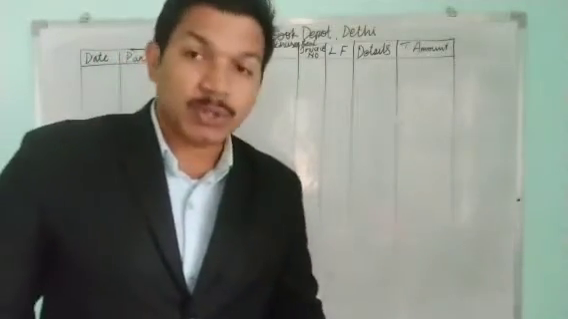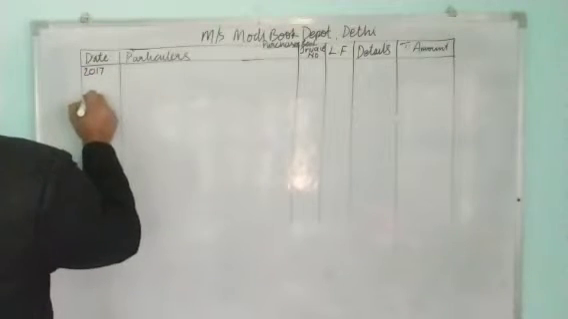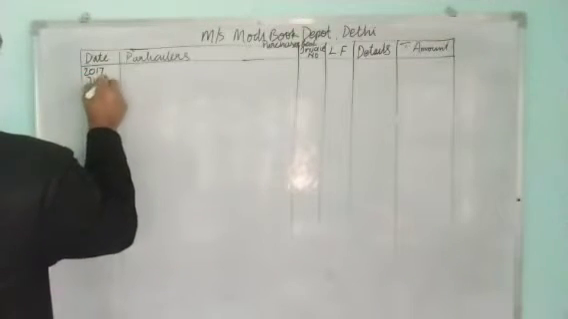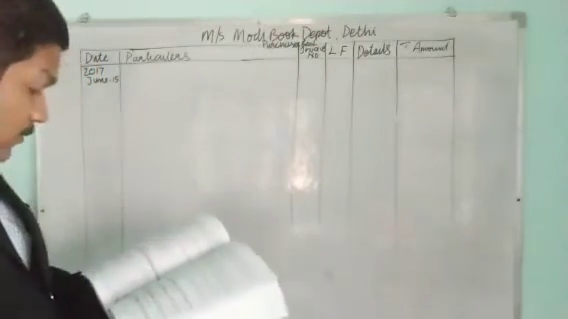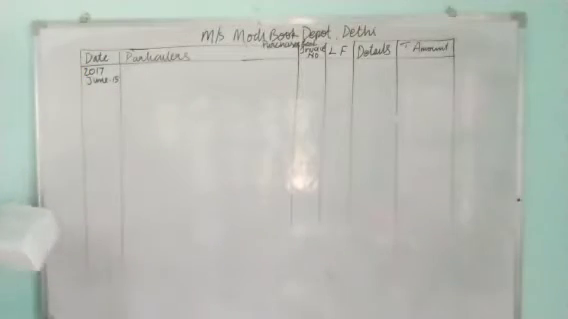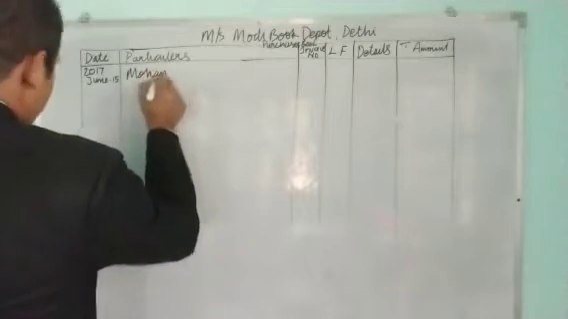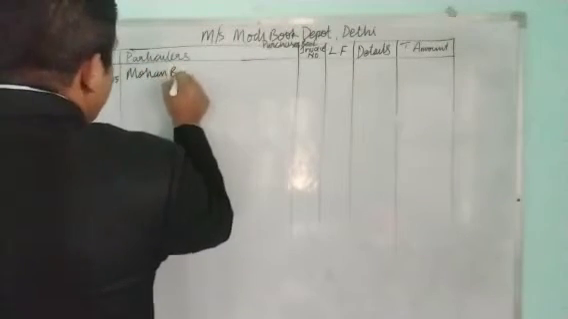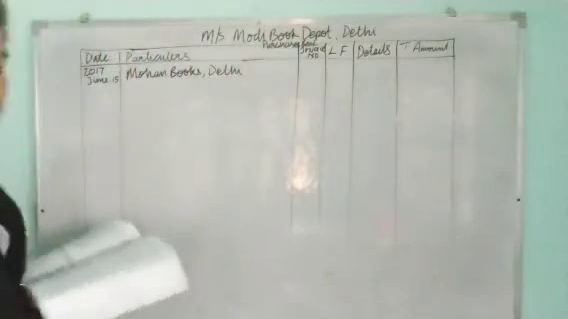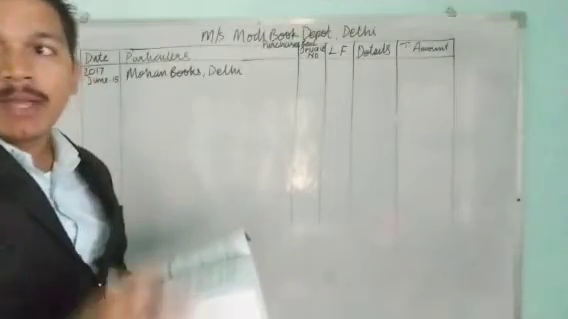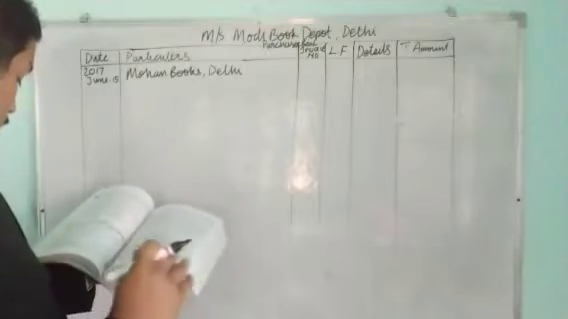Okay, so first we have to put the date. Here we will mention the year, and the date will be there, first June 15. Okay, so the date is clearly mentioned, and after that we have to mention the particulars. In the particulars column, first we will write the name of the person, like Mohan Books, Delhi. So the shop's name from where we made the purchase, and the place of the shop, is clearly mentioned there.